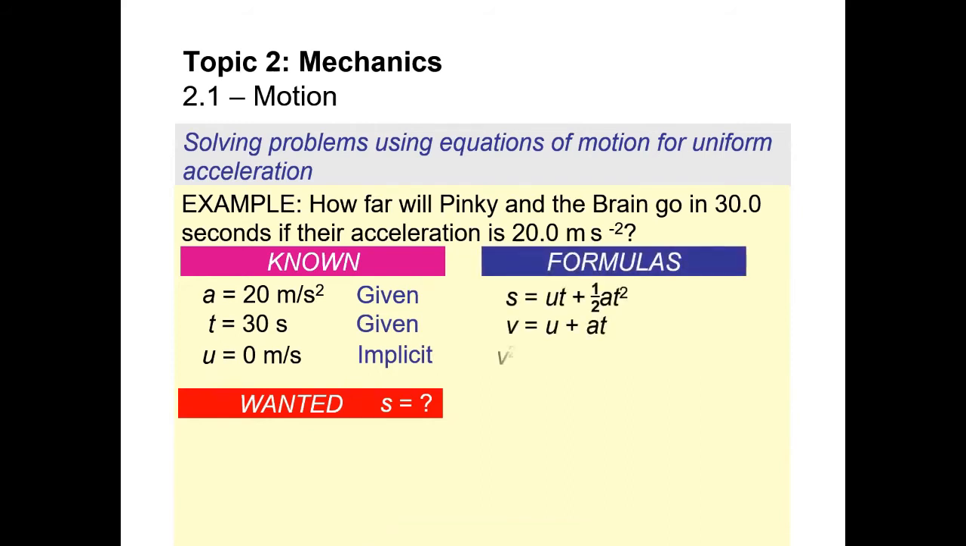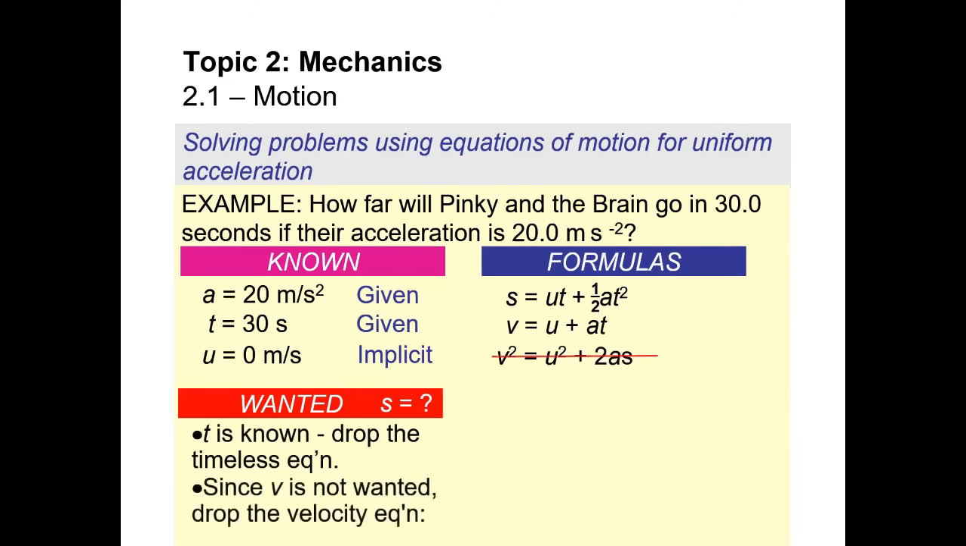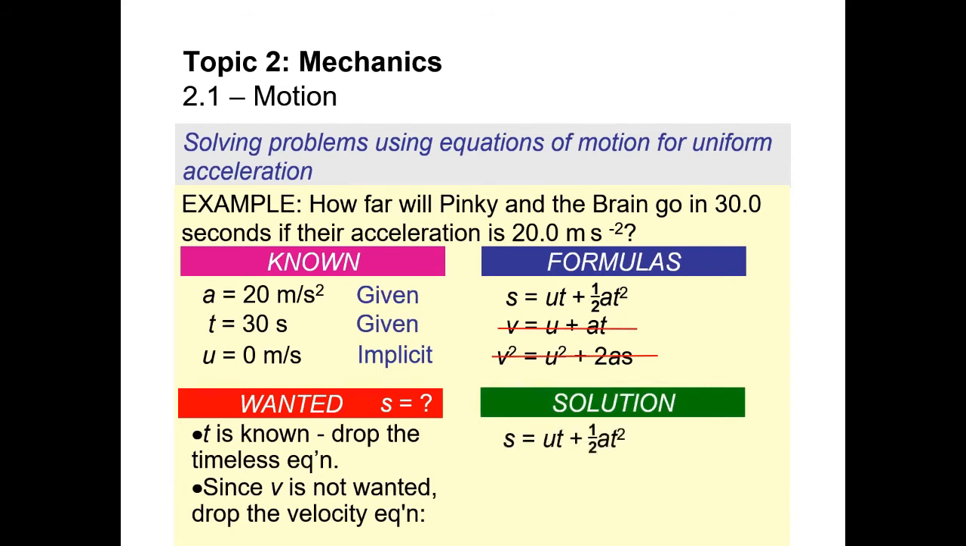Formula. Since t is known, we cross out the timeless equation. Since final velocity is not wanted, we cross out the velocity equation. The solution: the displacement formula, initial velocity is 0, time taken is 30, plus 1/2, acceleration is 20, time is 30, squared. We get 9,000 meters.